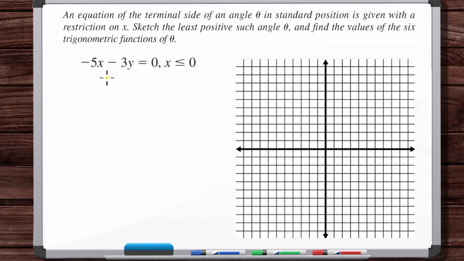Okay, let's go ahead and plot this line based on this domain restriction. We need the domain restriction, otherwise the line is going to extend into 2 quadrants, which creates 2 potential angles. So you need the domain restriction. All right, so adding 5x to both sides, dividing both sides by negative 3.